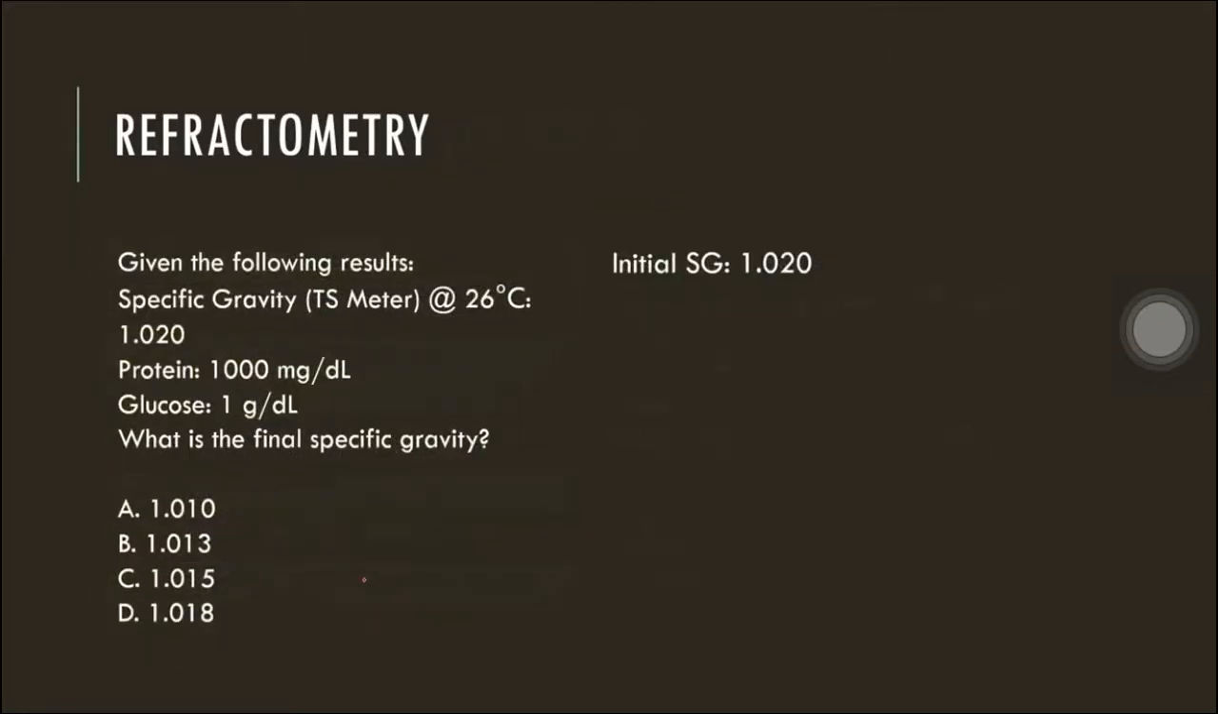Again, our approach in this question is to first know what method was used. The method used is the TS meter or refractometer, so determine the variables or factors that can affect testing for the TS meter. You need to correct for the presence of protein and glucose, but not temperature. There is no correction for temperature. Even though we were given 26 here, disregard it, because you no longer need to correct for temperature since it is already compensated.